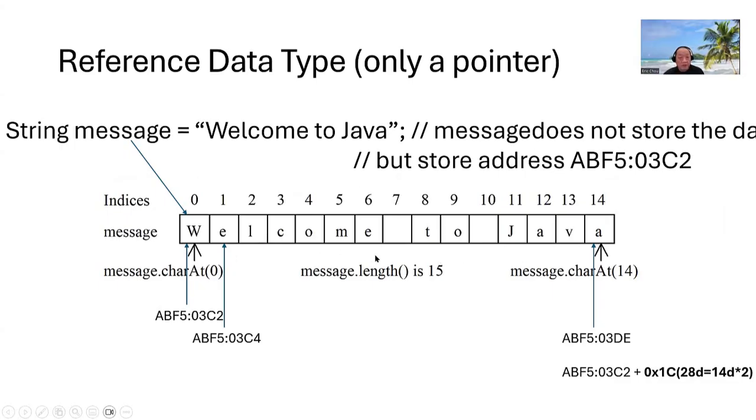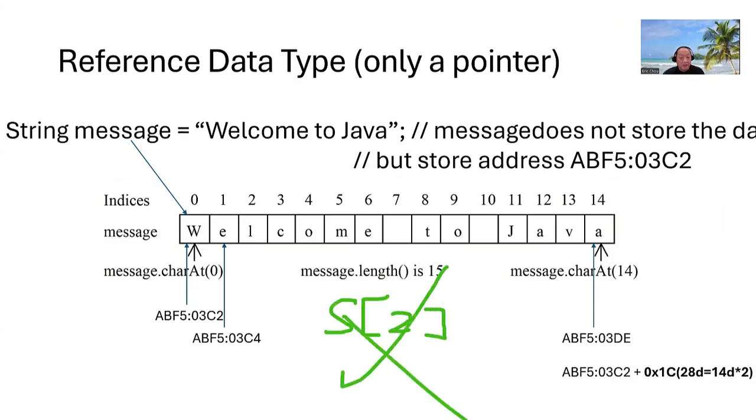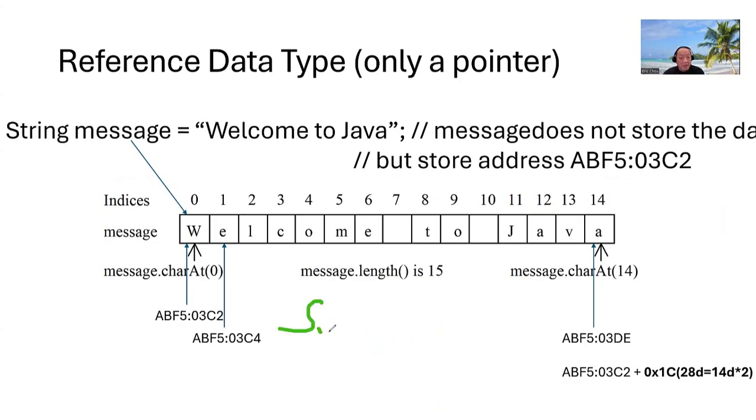So here it tells you that using an index like s[2] as in Python is not allowed. No, it's not. You have to use s.charAt. Okay, it's a different function here.